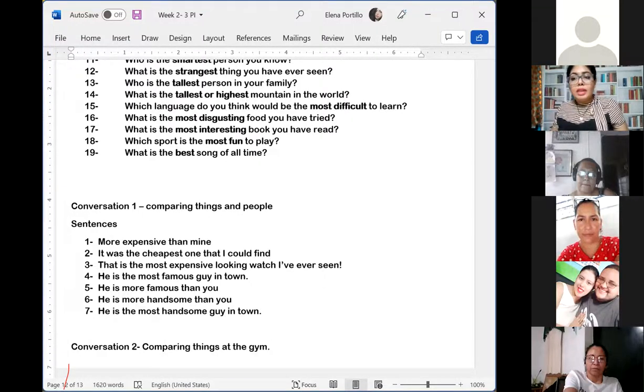Then we have people in the gym. That is another scenario that we have. It is very common to have conversations in the gym. So we are going to read the conversation, then we are going to search for the comparative and superlative sentences. And I guess this is the last one because it is almost time.